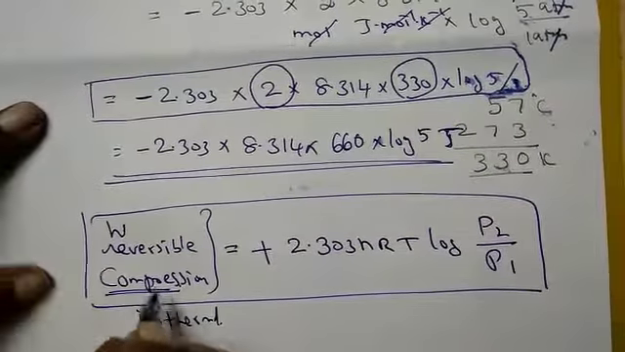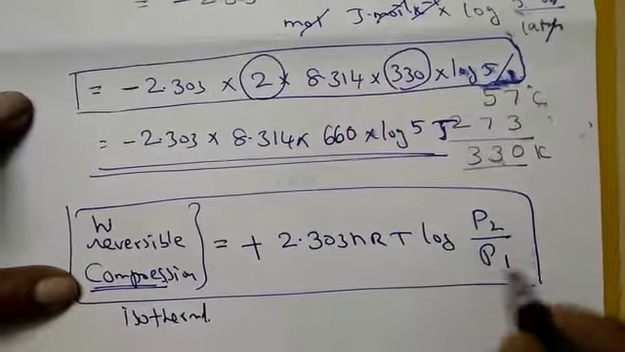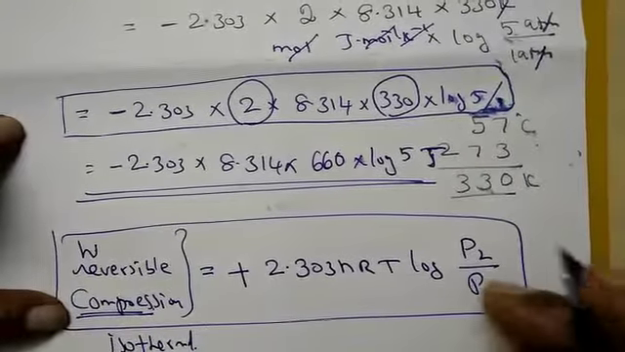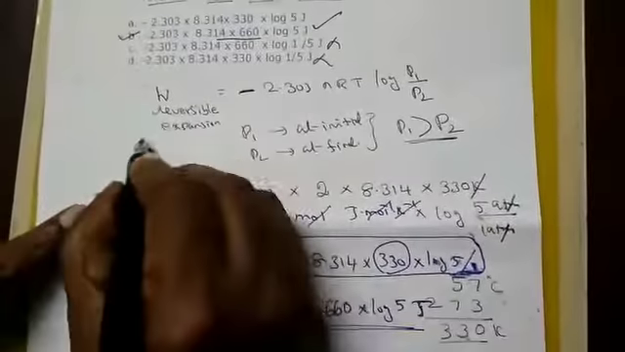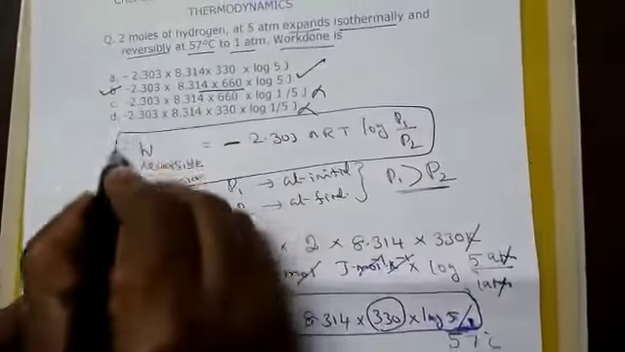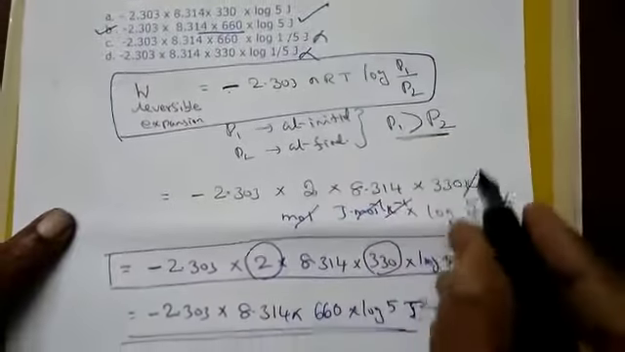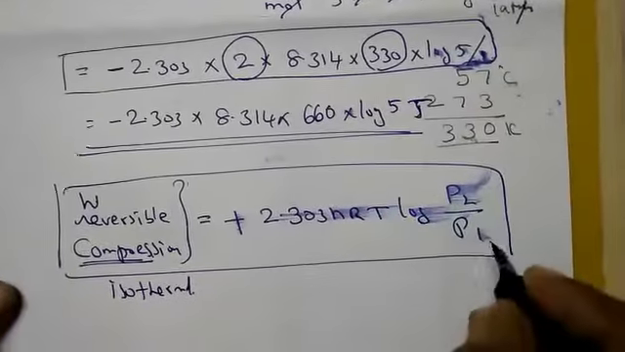Okay, so this is the correction: this is compression. The main difference is this one: final by initial. This is the way you have to select the formula. This is for expansion; here the sign is minus, and P1 by P2. The remaining things are the same. For compression, it is log P2 by P1.